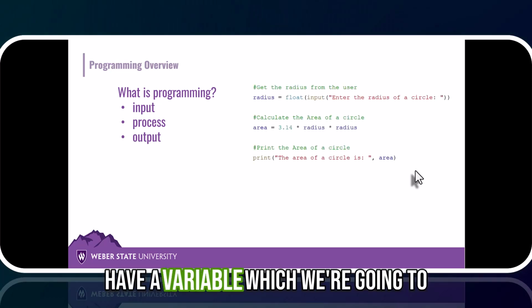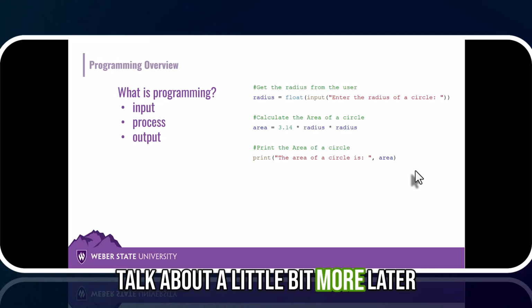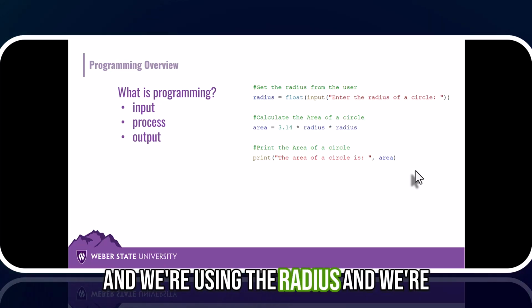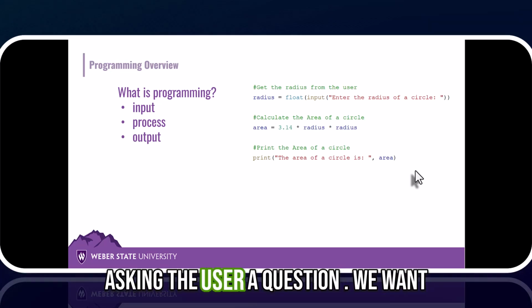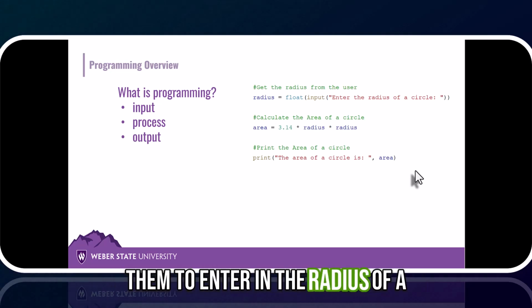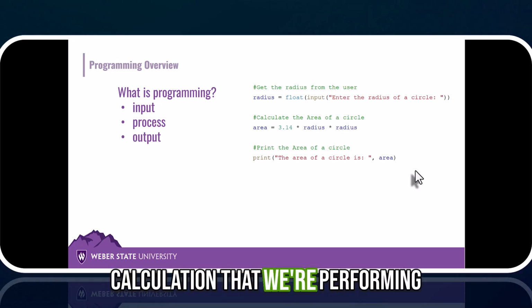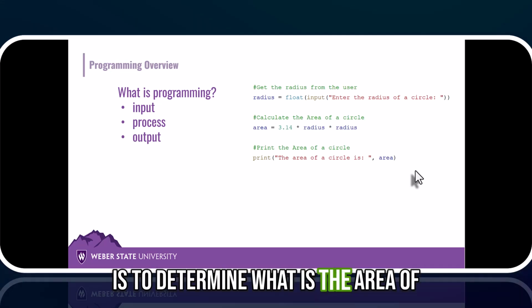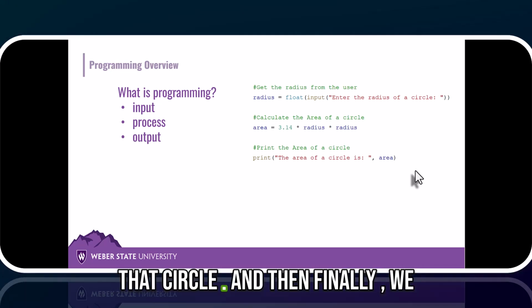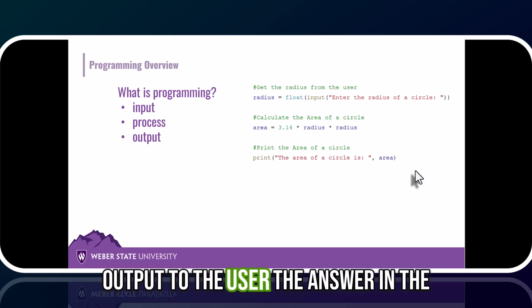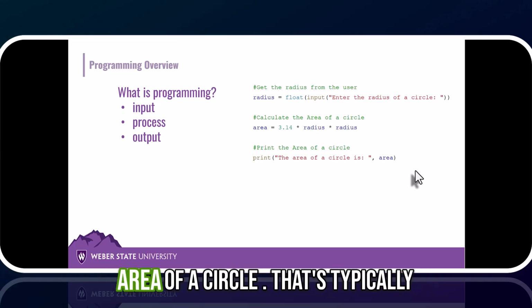We have a variable, which we're going to talk about a little bit more later. And we're using the radius, and we're asking the user a question. We want them to enter in the radius of a circle. The process, this calculation that we're performing, is to determine what is the area of that circle. And then finally, we output to the user the answer, the area of a circle.